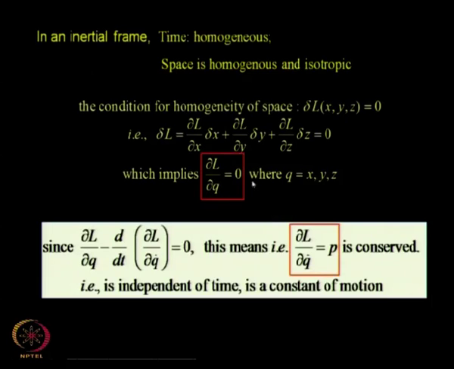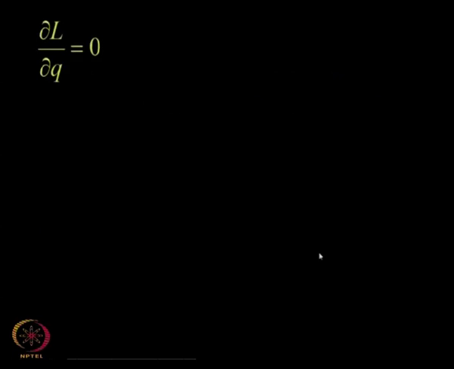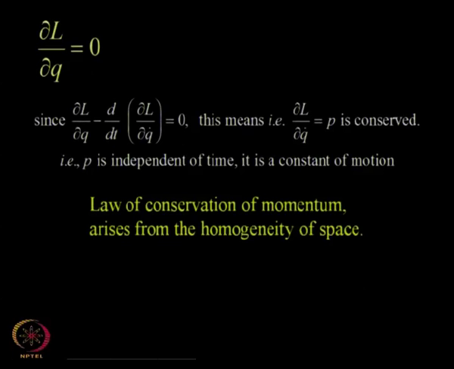And you know that whenever the Lagrangian is independent of this coordinate q, that is what would happen if del L by del Q goes to 0. Every time the Lagrangian is independent of a degree of freedom q, the corresponding momentum will be constant. Now this is a connection again between symmetry and conservation law. So del L by del Q equal to 0 guarantees that del L by del Q dot, equal to P, is conserved, and the law of conservation of momentum arises from the homogeneity of space.